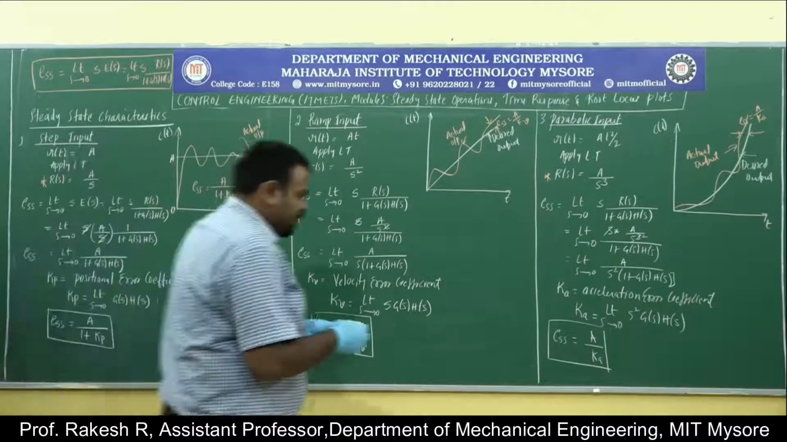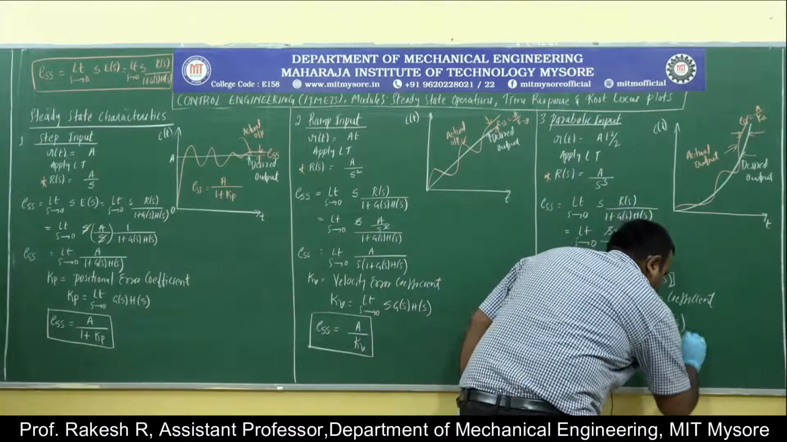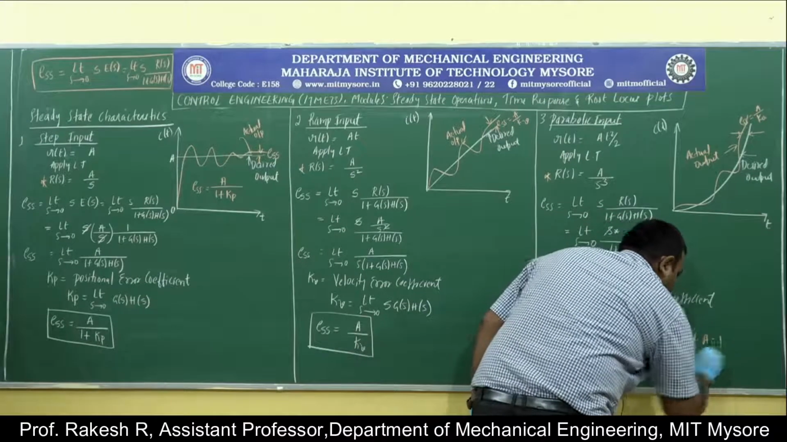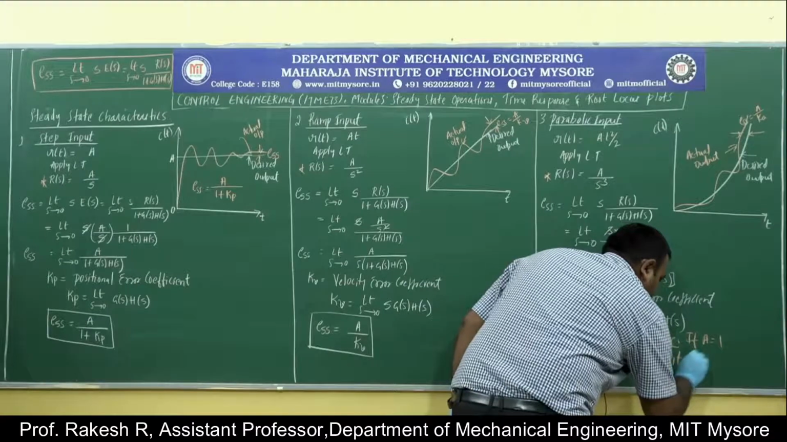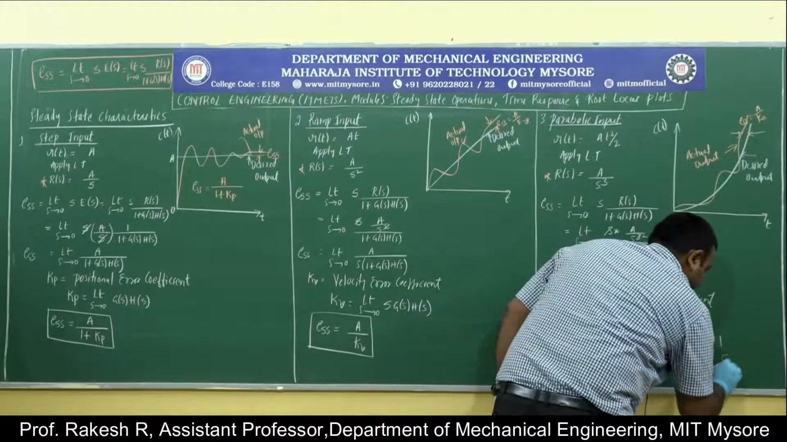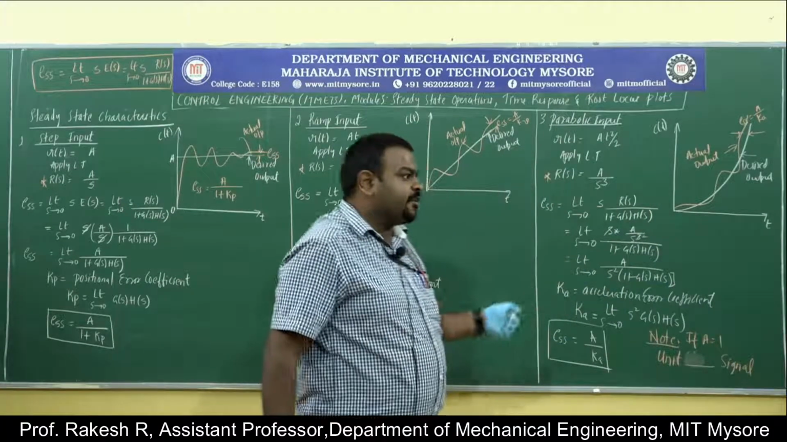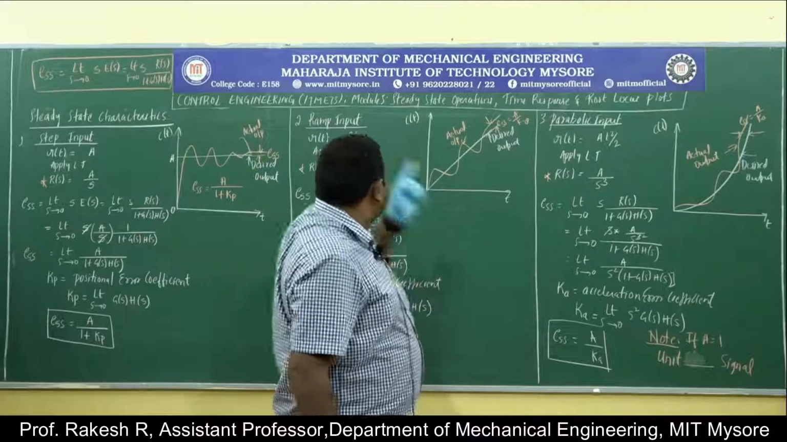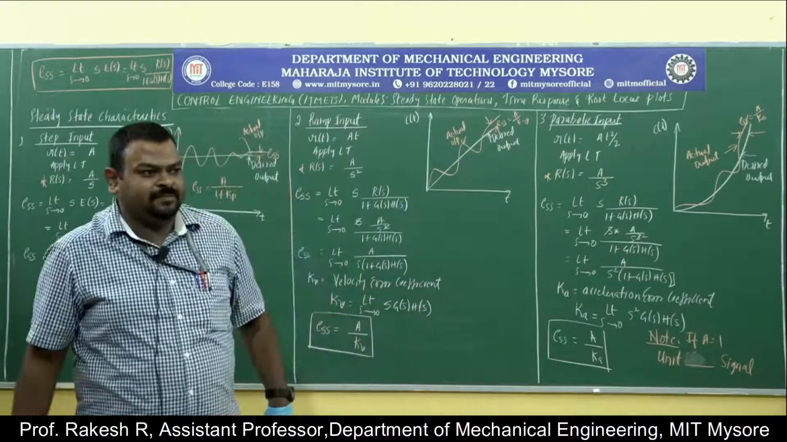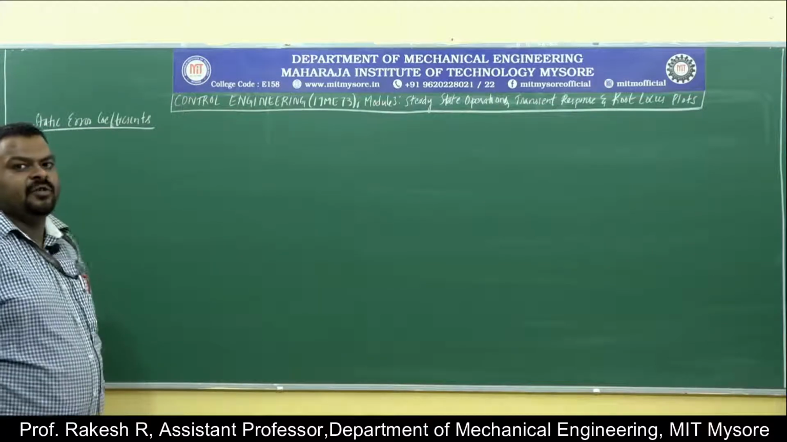If A is equal to 1, you will get a unit signal, I will write. If it is a step, it is a unit step signal. If it is a parabolic, unit parabolic signal. If it is a ramp, unit ramp input. Let us recall the concept of static error coefficients.